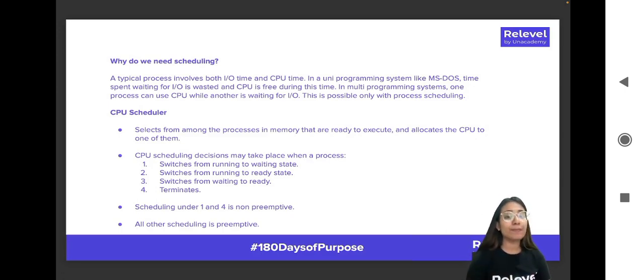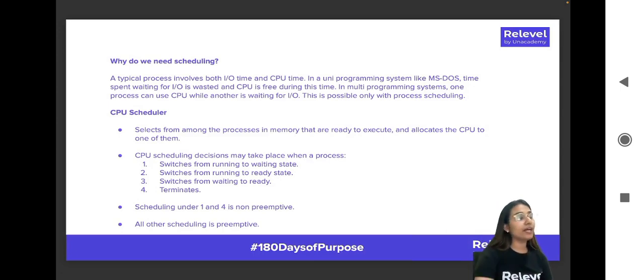Now the CPU scheduling decisions always take place under one of the following four situations, meaning only when one of these four situations happens does the CPU scheduling have to take a decision as to what process to select. Let's say a process goes from the running state to the waiting state. Now we need to make a CPU scheduling decision as to which other process will go into the running state, because the process which was running is going to the waiting state.